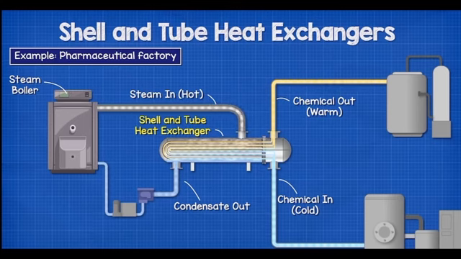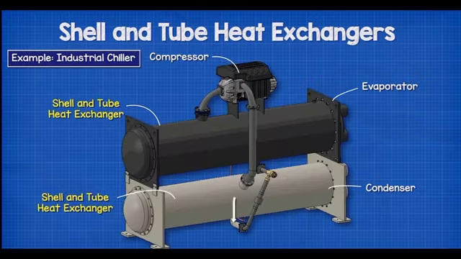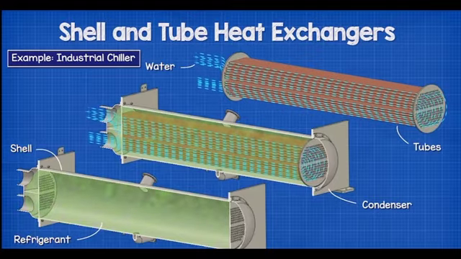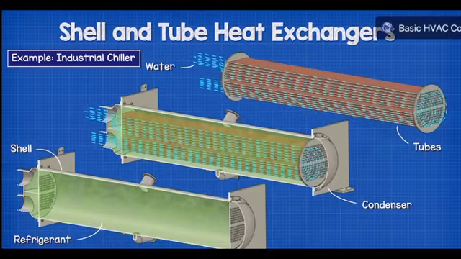Additionally, these are used in refrigeration applications, like this industrial chiller. We have the water flowing through the tubes and the hot refrigerant in the shell. The water will absorb the heat of the refrigerant so that it can transport this to the cooling tower.